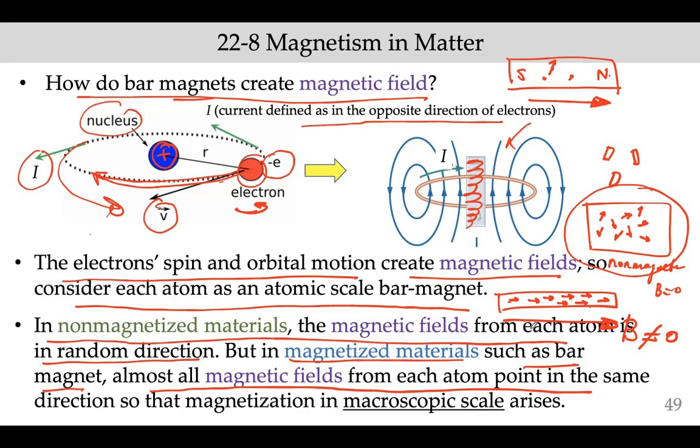So they're not in principle different. The only difference in a bar magnet, let's say a magnetic material, is that the direction of the magnetic field produced by those atoms all points in the same direction, and they add up to give you a large magnetic field in that direction.